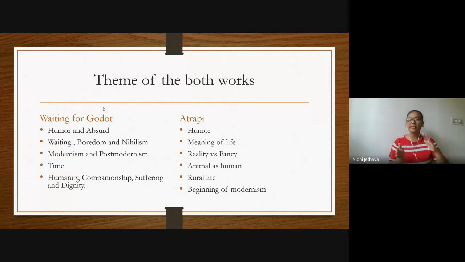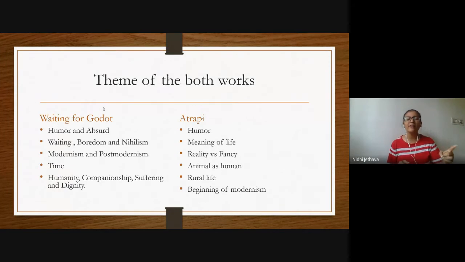While Atrapi is totally different from this work, it consists of humor and it has the meaning of life. All the characters describe that there is something that gives the urge to live, that pushes us to live, and life is full of beauty, and it has reality as well as fancy. We can say that in one portion of the novel, our protagonist plays the Sapnurambu, a kind of game. And the biggest thing which I like the most in the work is that an animal represents the human, showing how humans have to behave; this whole interpretation is given by a dog. And especially the description of rural life.